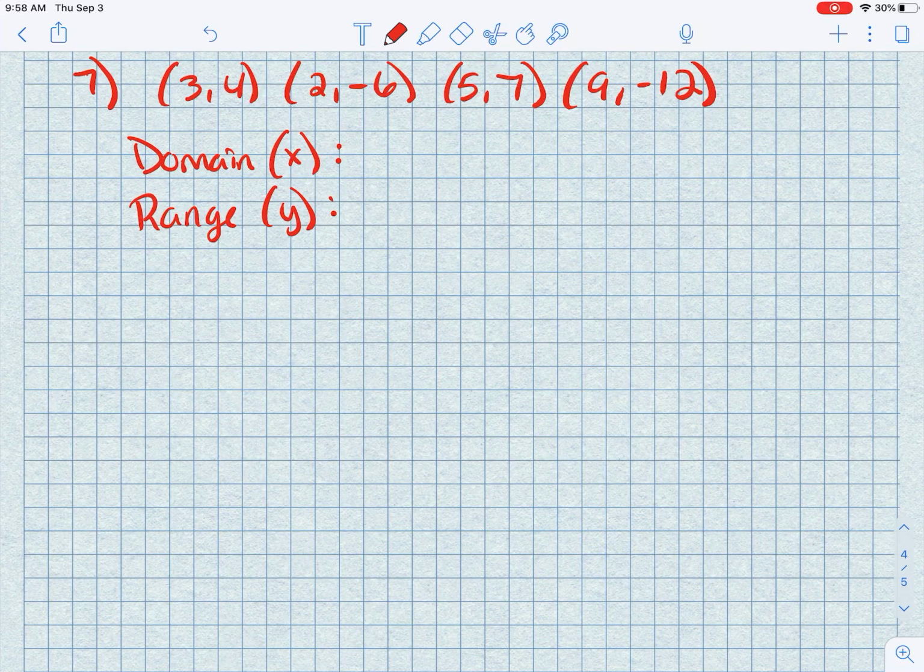Sometimes they're going to be listed. Sometimes it's going to be an actual range, like 5 to 7 or 5 to 12. Okay, and then we're also going to tell, is it a function or not? So we're going to practice that from the first video.